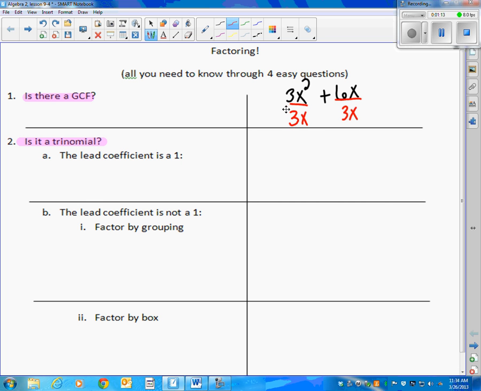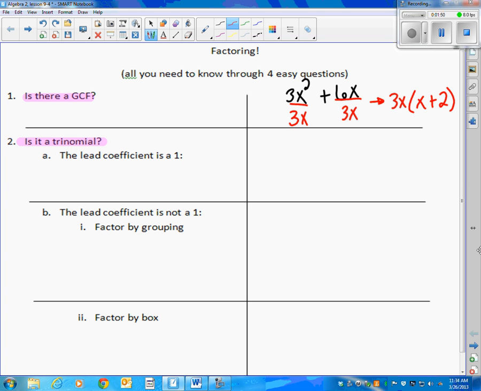So as a review, you're going to write this as your denominator. To come up with your final answer, you write the denominator, parentheses, and then actually do the division. 3 divided by 3, x squared divided by x, I get x. 6 divided by 3 is 2, and x over x is 1. So looking at a greatest common factor, I factored out 3x and left with x plus 2 in parentheses.